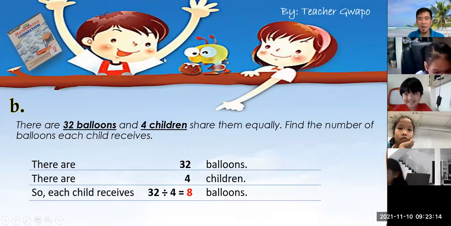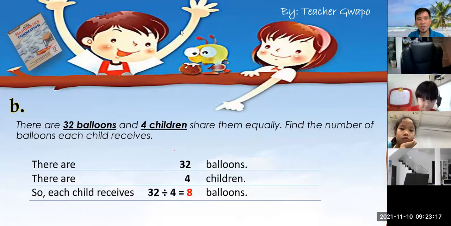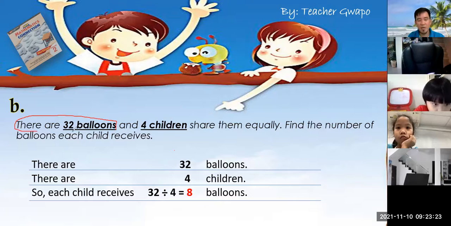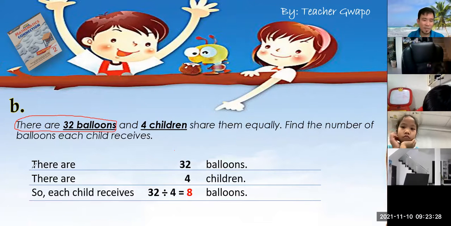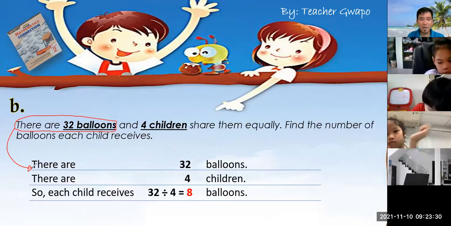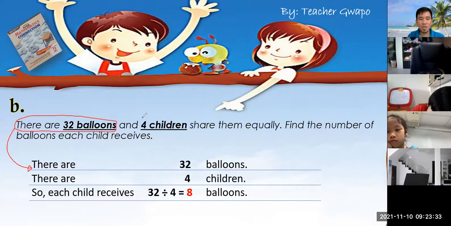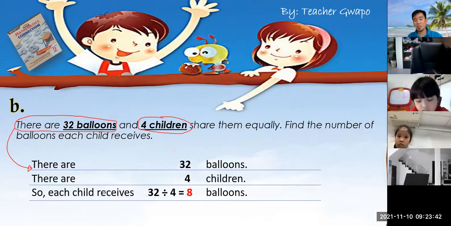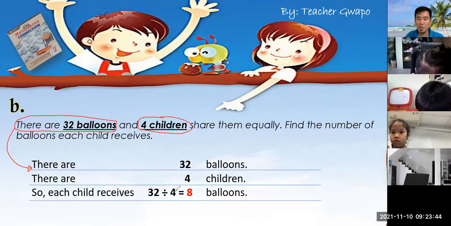Now here you will see there are 32 balloons, so we just copy this one here, 32 balloons, and we write this in the first line. There are 32 balloons. After that, there are how many children? 4 children. So we write here, there are 4 children, right? Okay, so each child receives 32 divided by 4 is equals to 8 balloons.